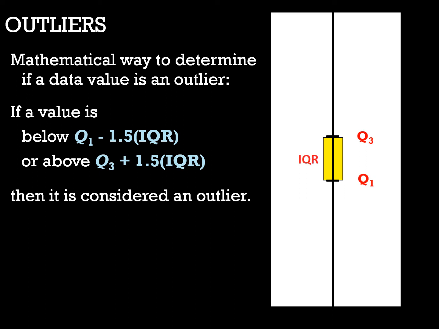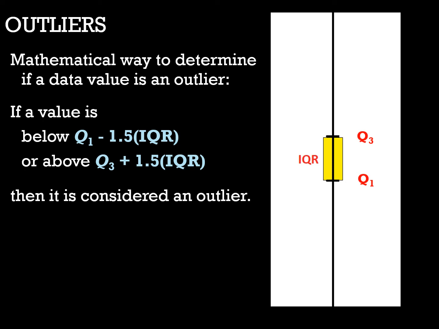Okay, so now, we looked at that and kind of looked at some values and saw that, yeah, those numbers look extremely small or extremely large, but is there a mathematical way to determine whether we should consider something an outlier or not? And there is. So here's how, and this is why we needed to understand what the IQR is, the interquartile range.